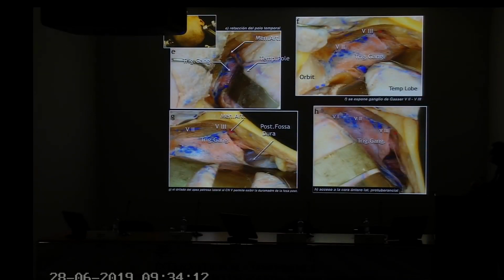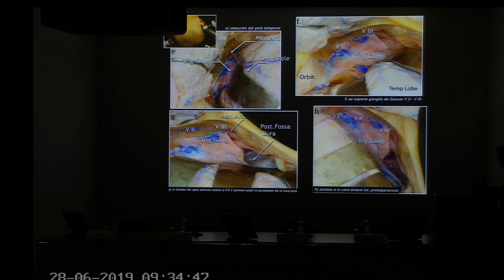Now I open the dura mater, and to show you, by the peeling of the middle fossa, the meningeal artery, we retract the temporal pole to expose in this way the trigeminal nerve, here the trigeminal ganglion, B3, B2, and in the upper part B1. We remove the anterior portion of the apex of the petrosal bone to expose the dura mater of the posterior fossa. If you open this area, you can reach this triangle.